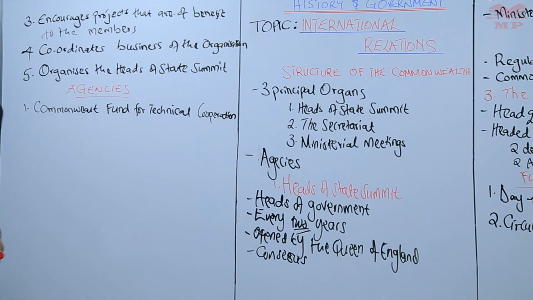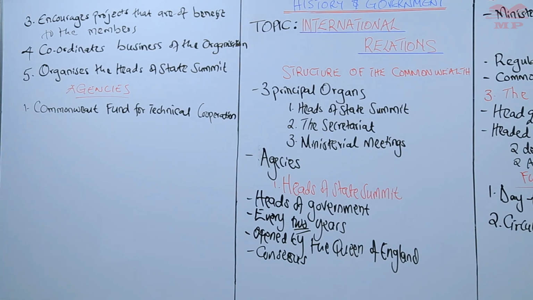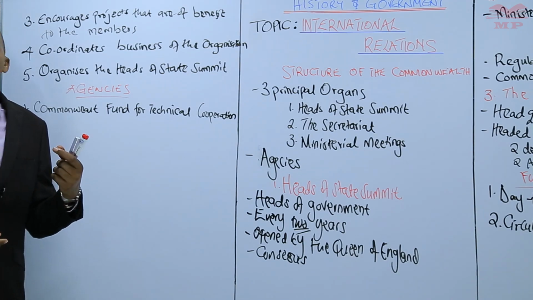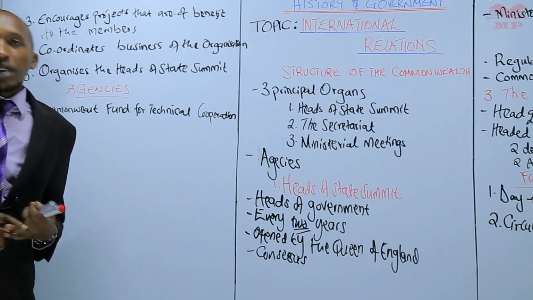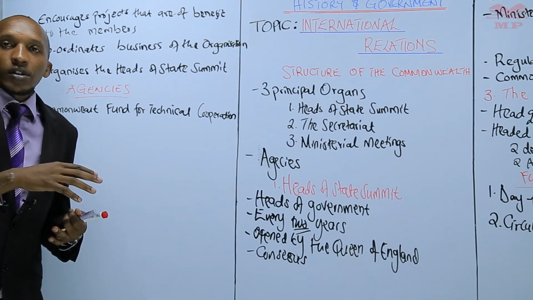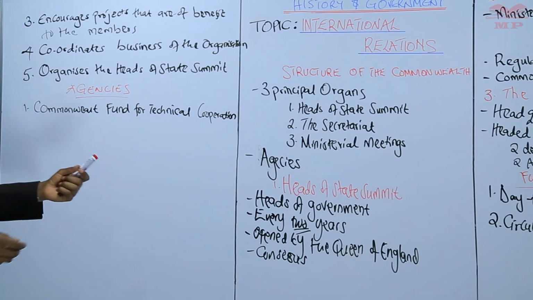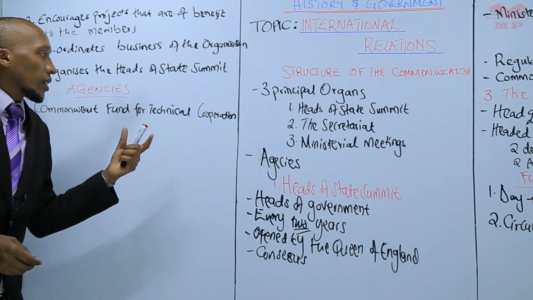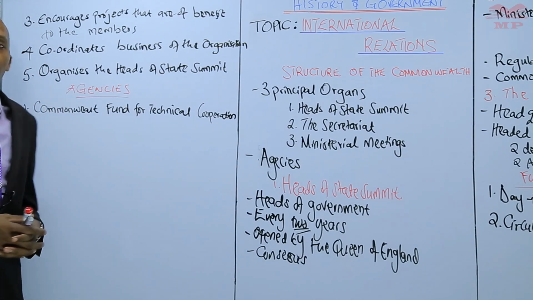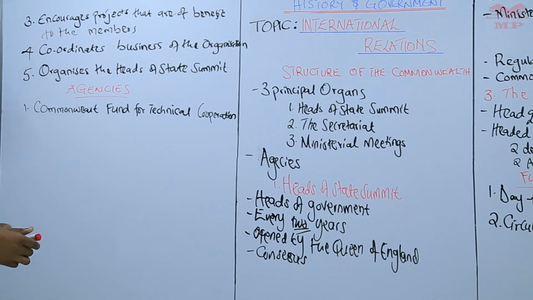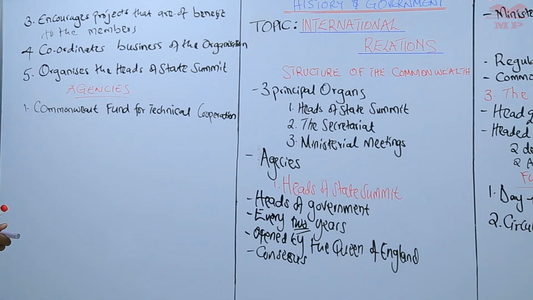So this is an agency that is concerned with funding of projects in the Commonwealth countries, and also in organizing training programs for different sectors, and helping the member countries to gain the right technical skills to run their programs. And also they provide experts to different nations. That is the Commonwealth Fund for Technical Cooperation.